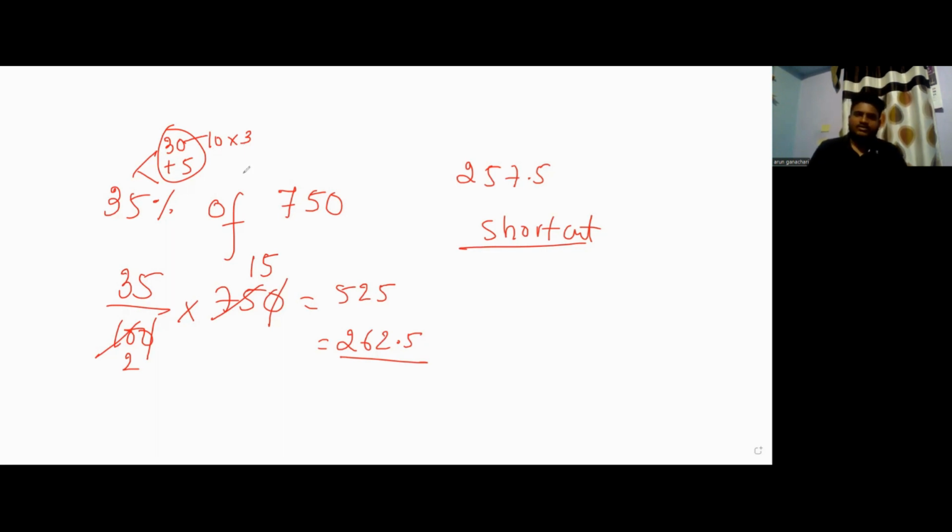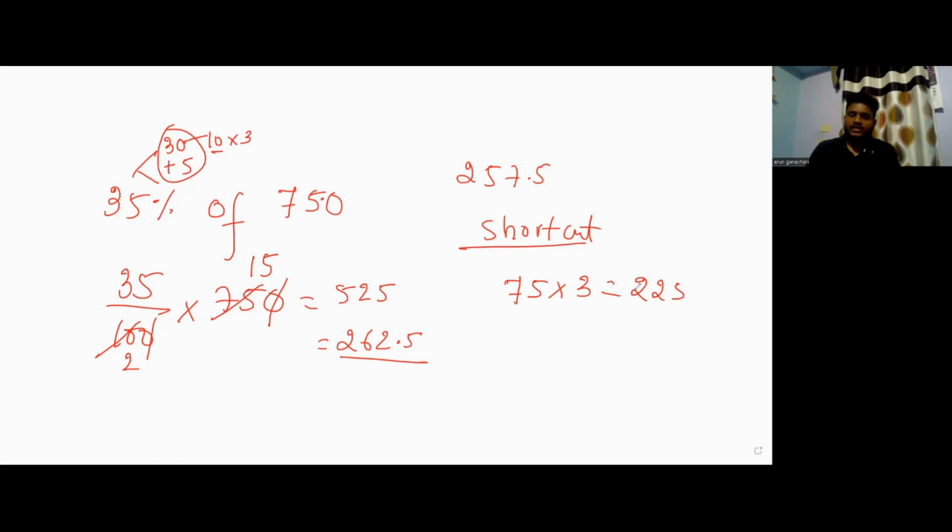Now we have to find 10%. What is 10% of 750? 75. 75 into 3 is basically your 30%. What is 75 into 3? We should be doing it by now. 75 into 3 is 225.